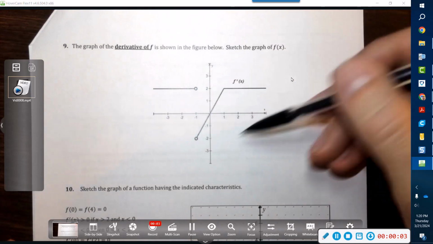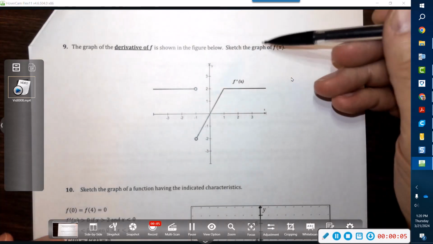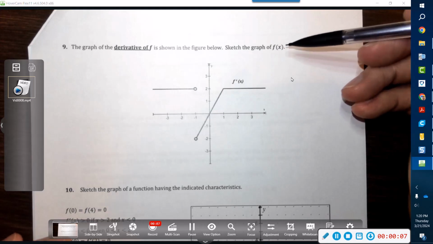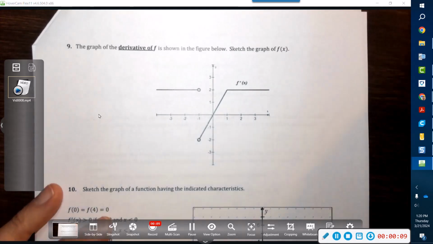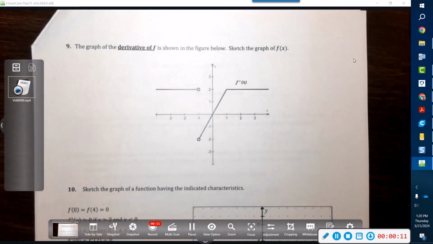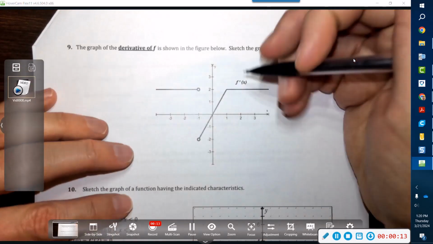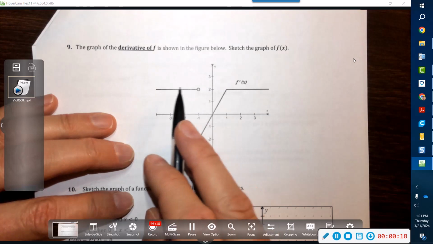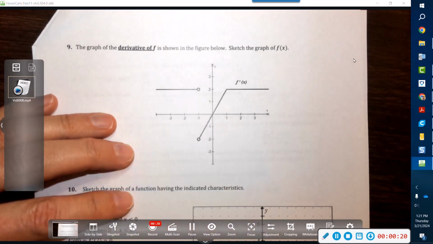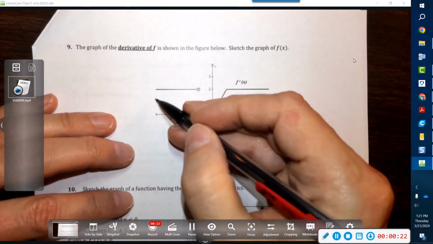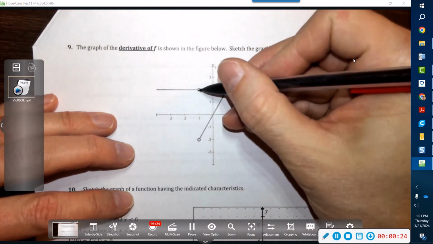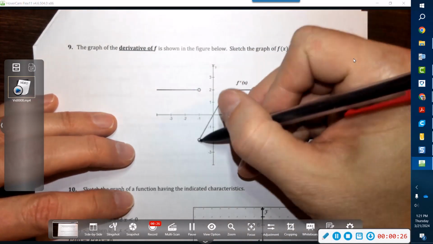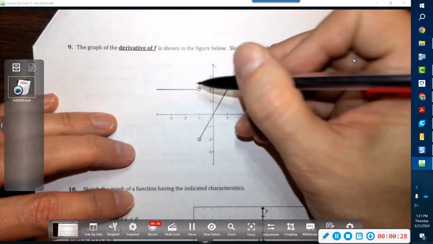Alright, this is the graph of the derivative, and we want to actually sketch the original graph. Okay, so this requires some careful thinking here. The derivative here is constantly 2. Okay, it's not changing at all. And that goes all the way over here. So try to imagine right here is where it stops being a slope of positive 2.